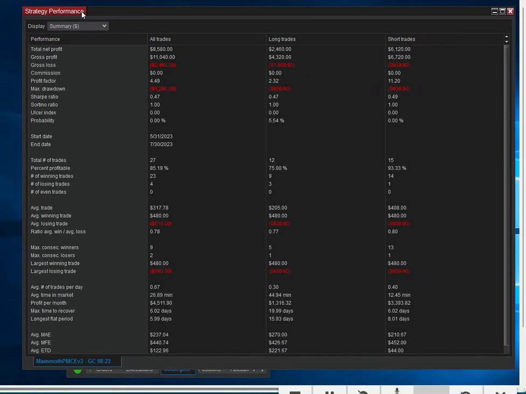The strategy that I loaded is 60 days of data, so basically from May 31st to July 30th. This is the August contract. You look at max drawdown, it's $1,200. We have 27 trades in total. 23 were winners and 4 were losers.